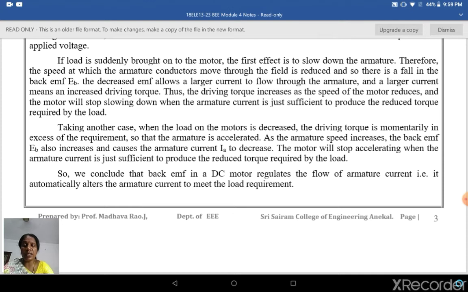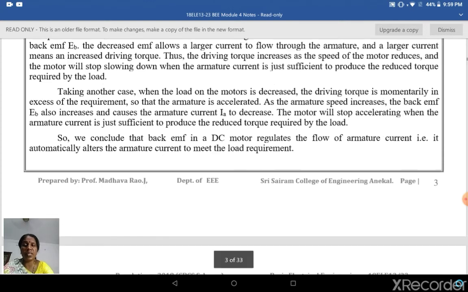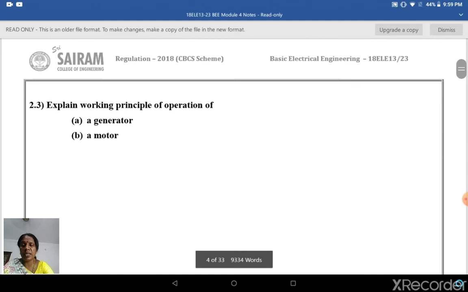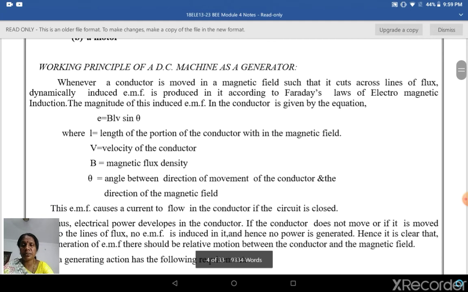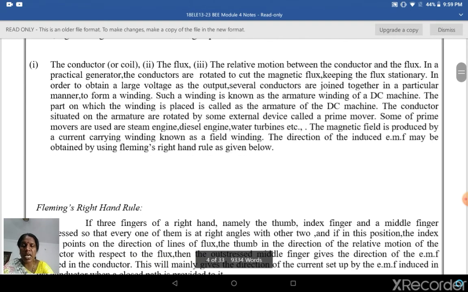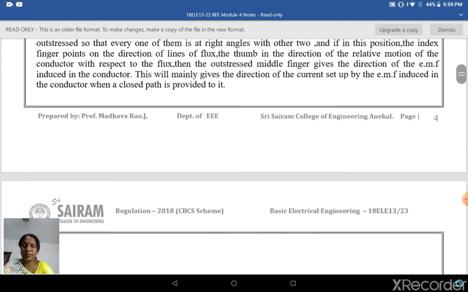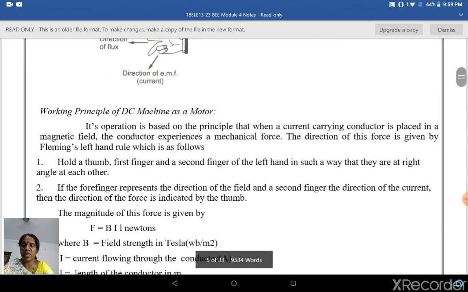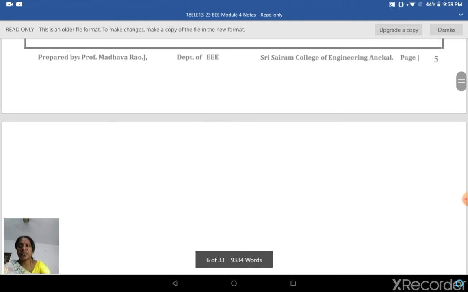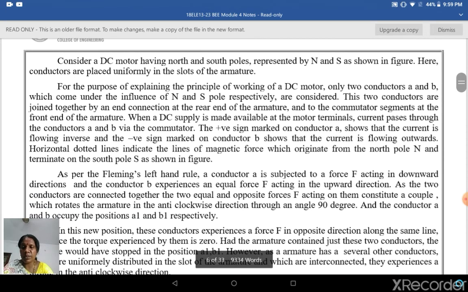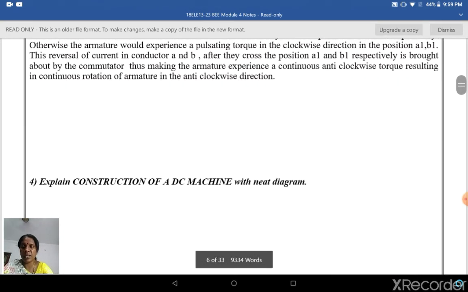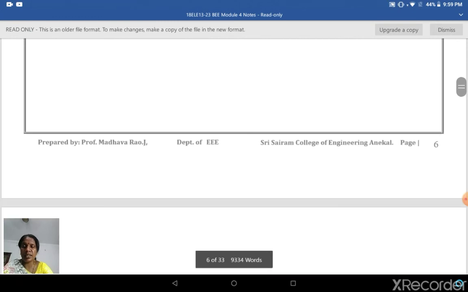It automatically alters the armature current to meet the load requirement. Based on the load, the corresponding amount of armature current will flow, that is sufficient to drive the load. So the working principle of a generator, we have all seen in the DC generator.